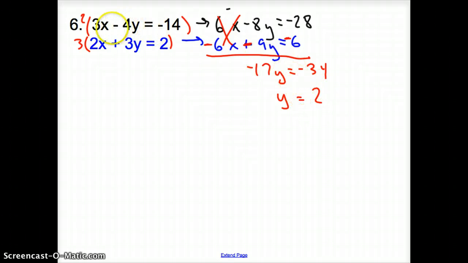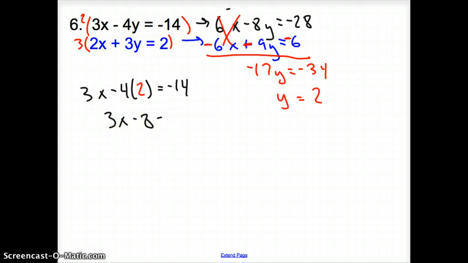Now I can plug it in for either of these equations. So when I plug it in, I'm looking at the top equation. I'm going to go 3x minus 4 times 2, and then that equals a negative 14. Simplifying, I get 3x minus 8 equals a negative 14. 3x, adding the 8 over to the other side, 3x equals a negative 6. So x equals a negative 2 for your complete answer.